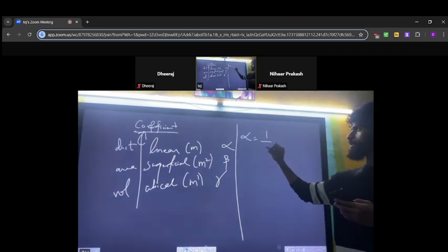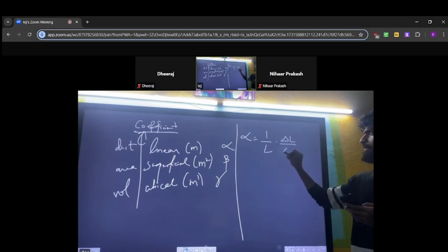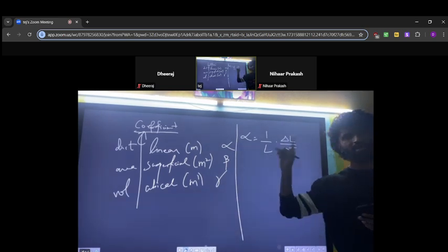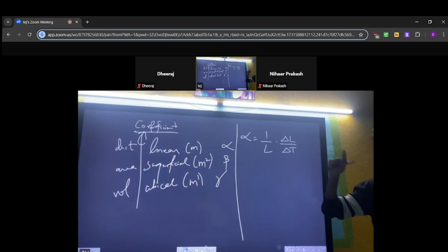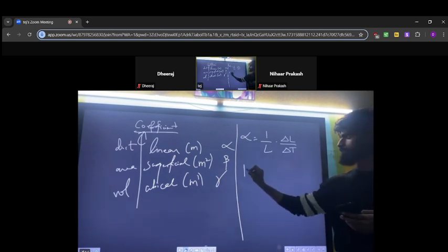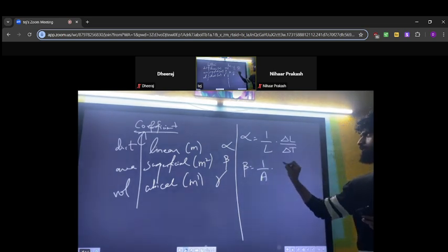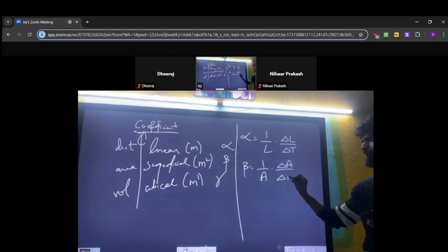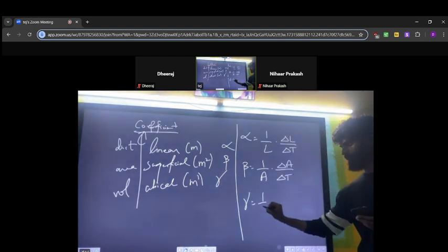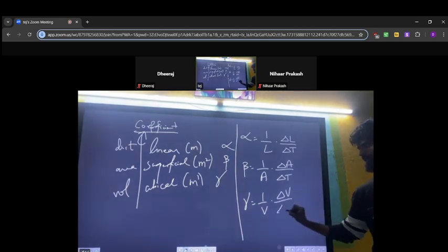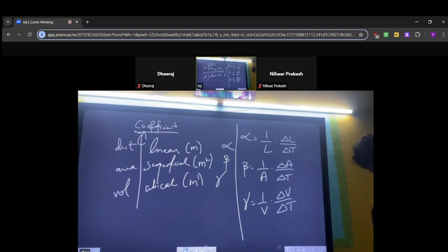Alpha is equal to 1 by L into delta L by delta T. Remember this from mechanical properties of solids. When we learned the stress-strain curve, we learned it there also. Alpha, then beta is for area, so it will be 1 by A into delta A by delta T. Similarly, gamma will be equal to 1 by V into delta V by delta T. Please write that. This is the formula for alpha, beta, and gamma. Again, this is not coming from this chapter. It is based on the previous chapter. Keep that in mind.